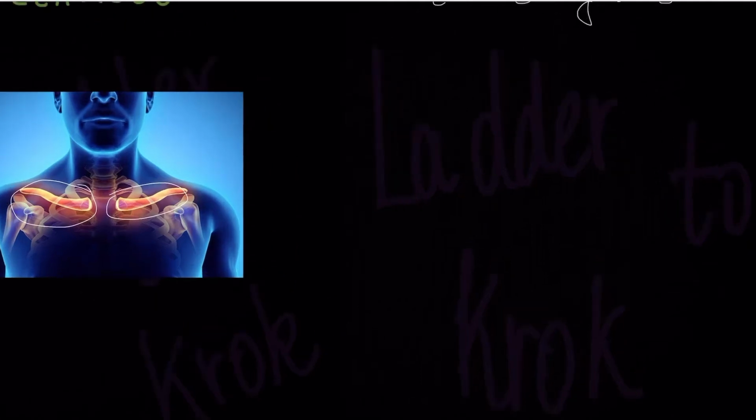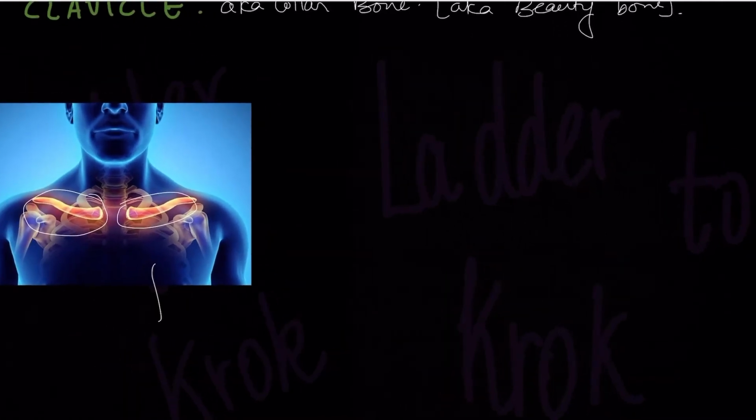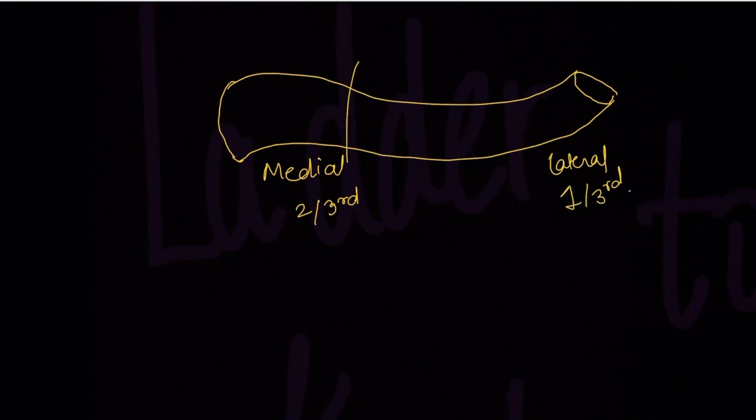Now let's know about this bone in detail. This picture is for you to know where it is placed, okay? I'm drawing a simplified version of it. So this is the clavicle. Now this portion which you're seeing, this is known as the shaft. This whole thing is known as the shaft. Now the shaft is divided into two parts, medial 2/3 and lateral 1/3. Okay, if you divide the shaft into three regions, the 2/3 is considered to be medial and 1/3 is considered to be lateral.